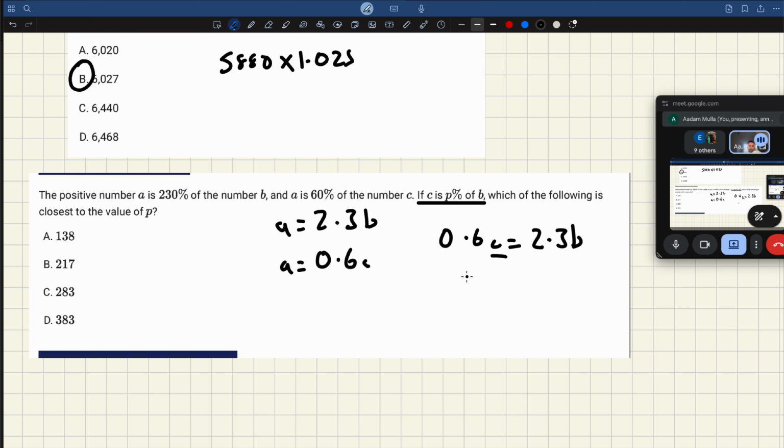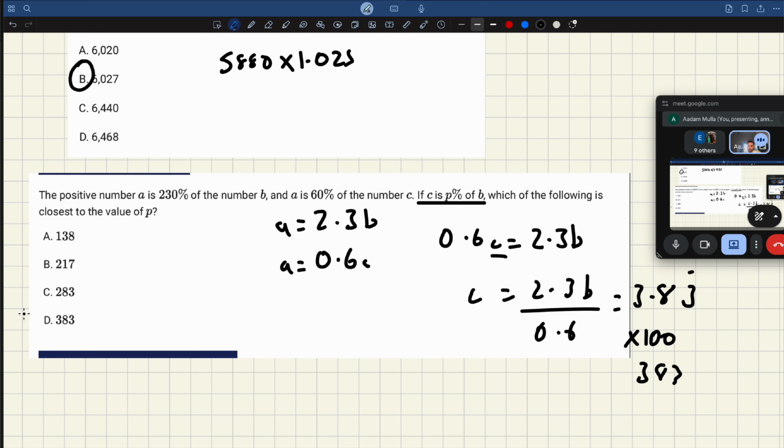I'm going to make C the subject to answer this one, because we want what percentage is C of B. So I want C as a subject. Solving this, I'm going to do 2.3B over 0.6, and that would give me 3.83 recurring. And if I multiply that by 100, I get 383. So D would be the correct answer for that one.